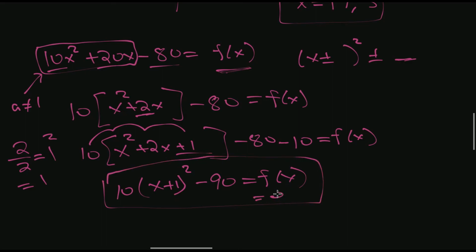If this was equal to 0, then I would just solve just like I did last time. I would add 90 to both sides, divide by 10, square root both sides, and then subtract 1, and I would get x by itself.